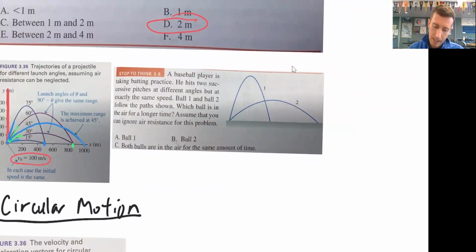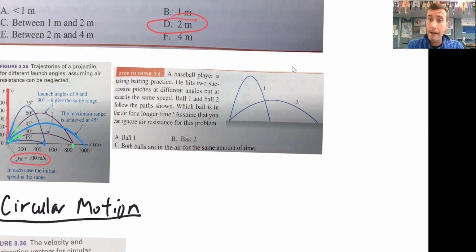A baseball player is taking batting practice. He hits 2 successive pitches at different angles, but at exactly the same speed. Ball 1 and ball 2 follow the paths shown. Which ball is in the air for a longer time? Assume that you can ignore air resistance for this problem.